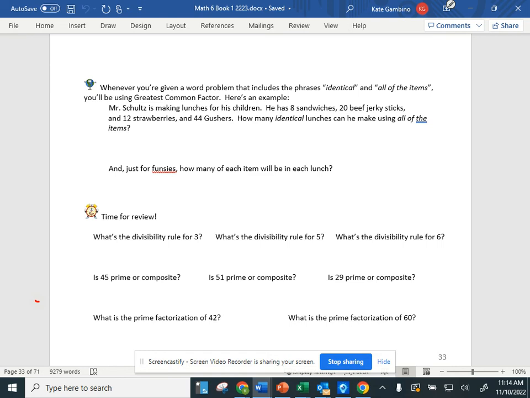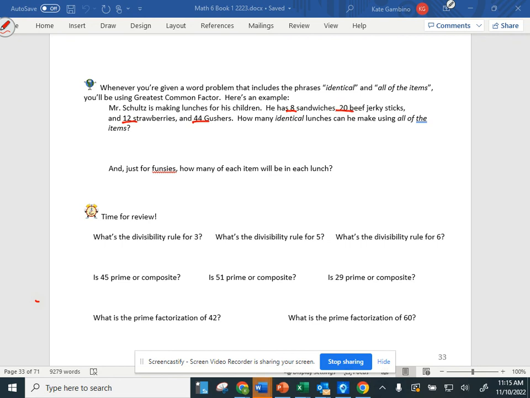Here's an example. Mr. Schultz is making lunches for his children. He has 8 sandwiches, 20 beef jerkies, and 12 strawberries, and 44 gushers. How many identical lunches can he make using all of the items? You need to find the greatest common factor of all 4 of these numbers: 8, 20, 12, and 44. So use one of our methods and find the greatest common factor.